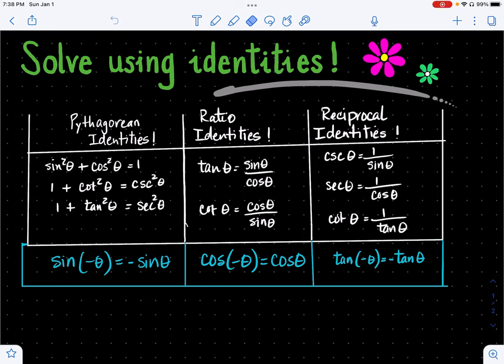Hello, back to lesson 4 of the same unit. Currently, this is called unit 6. We're going to be solving or proving or simplifying trig equations. However, in this case, we'll have to use identities.